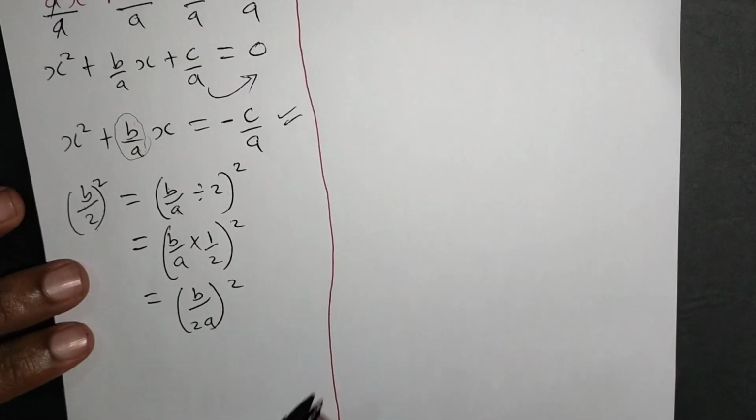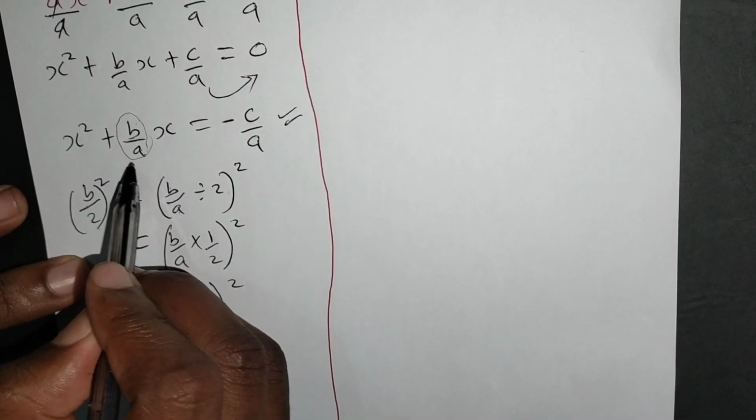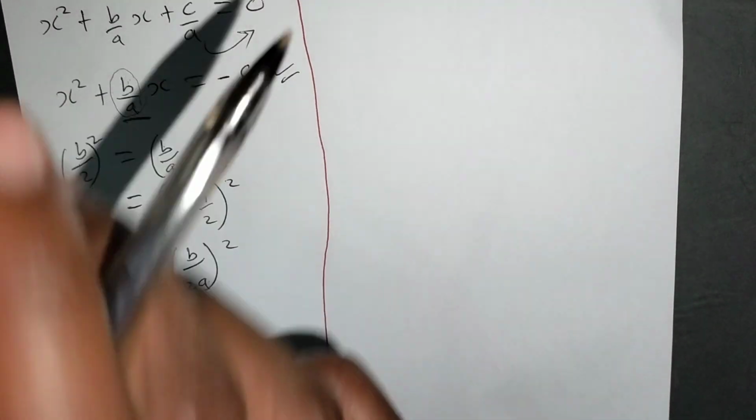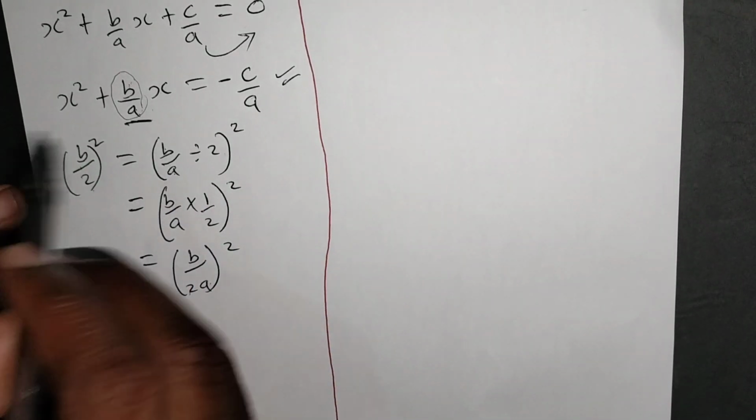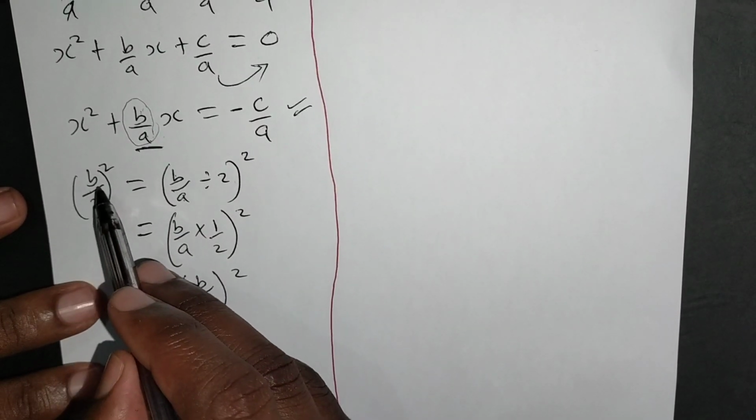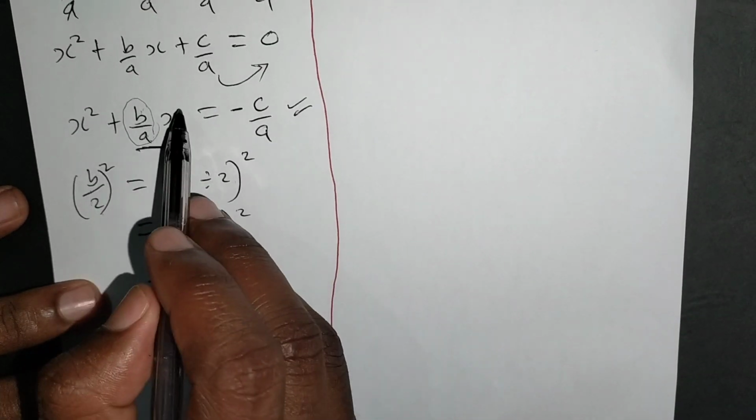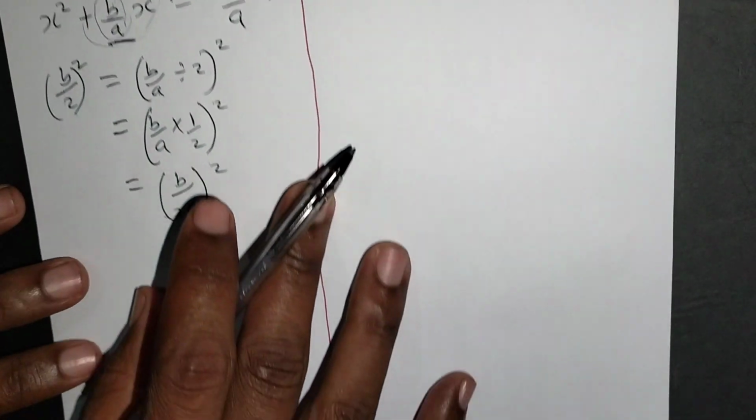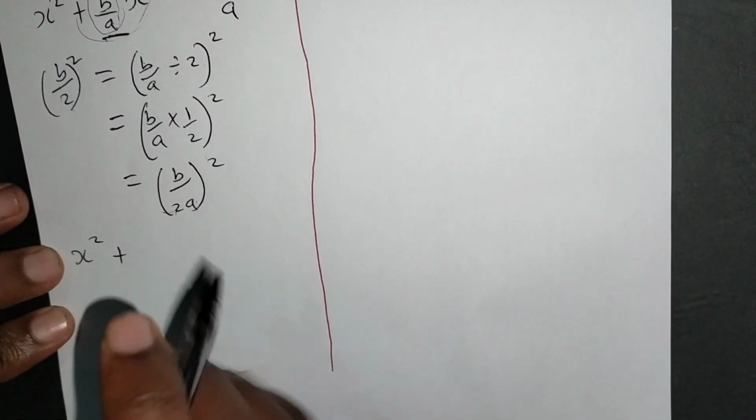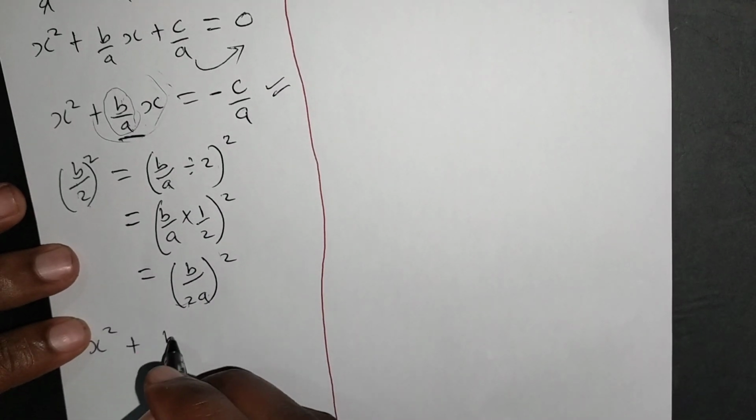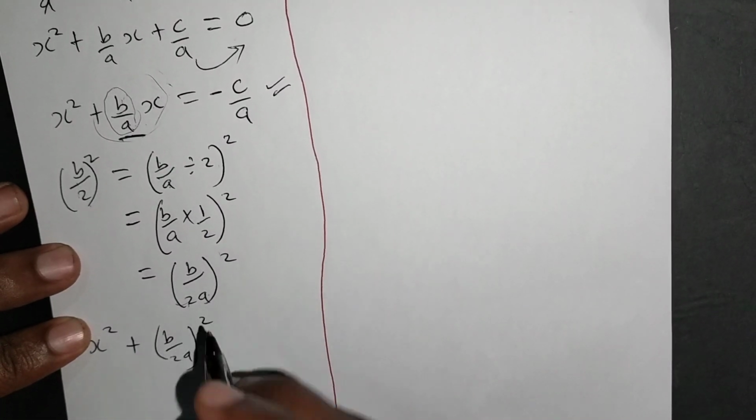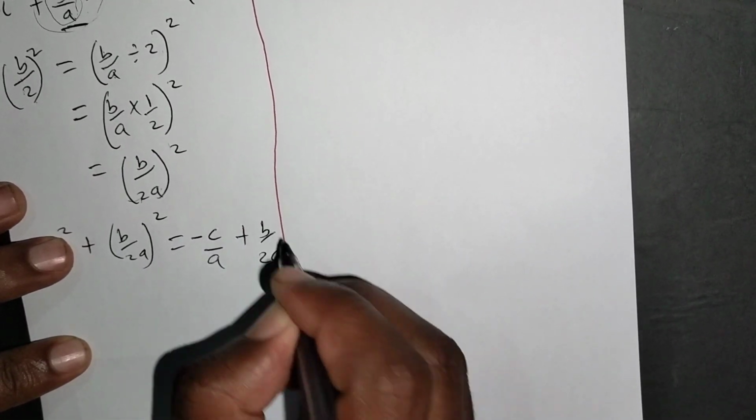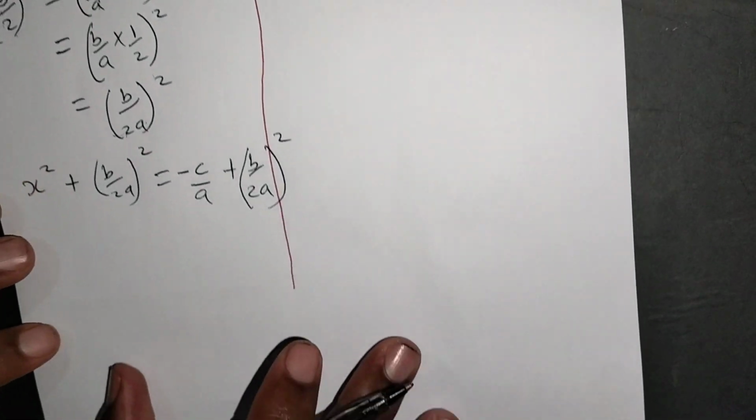When we add b over 2a squared, the term having the coefficient of x, that is the b over a x, will naturally disappear, because I've already used the value of b over 2a, so that term is going to disappear from the equation. So I'm going to have x squared plus b over 2a, squared, is equal to negative c over a. I also add b over 2a, squared, on both sides of this equation.